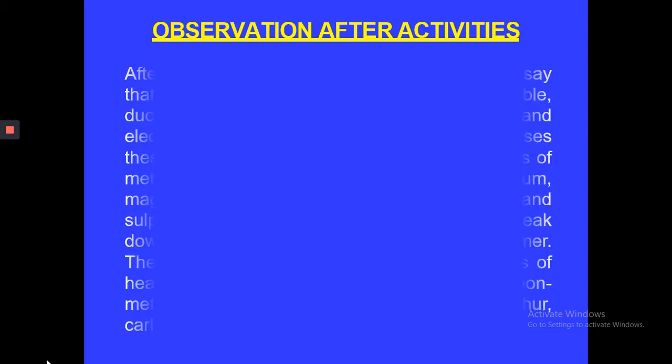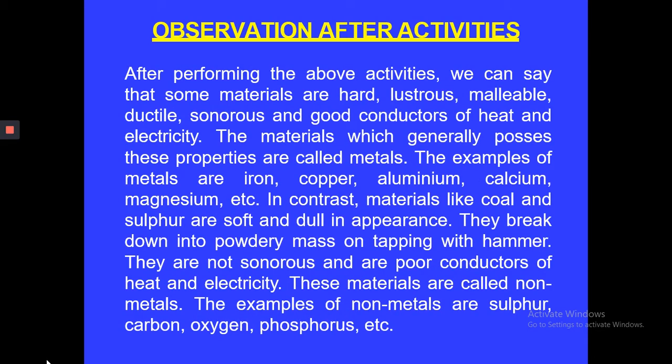Now, what observation do we get after all these activities? After performing the above activities, we can say that some materials are hard, lustrous (lustrous means shiny), malleable, ductile, sonorous, and good conductors of heat and electricity. The materials which generally possess these properties are called metals. Examples of metals are iron, copper, aluminium, calcium, and magnesium.